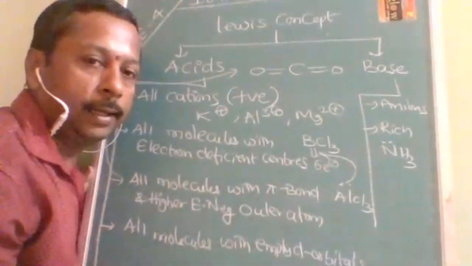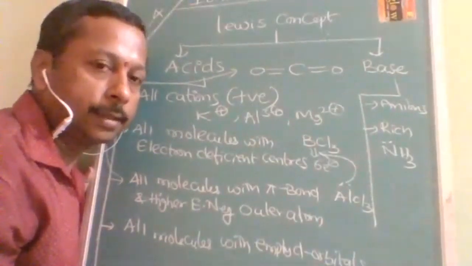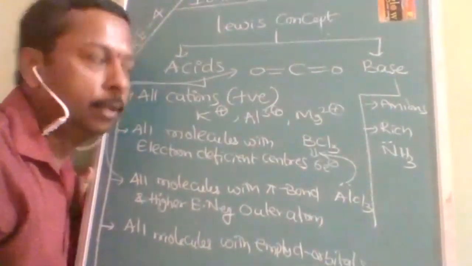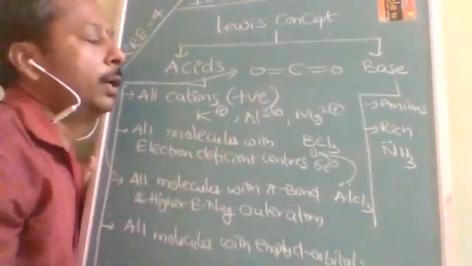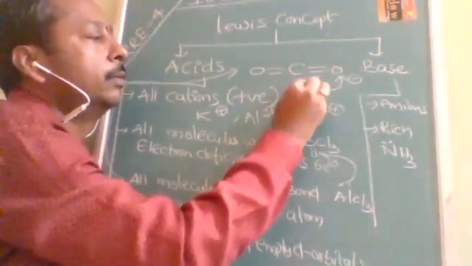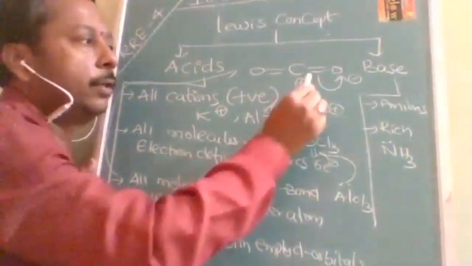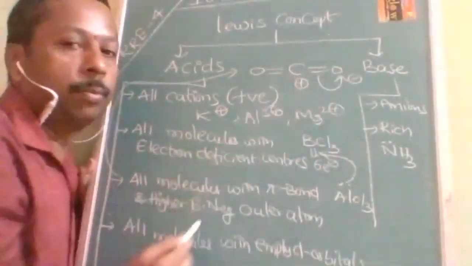Like alkenes are bases. Alkenes are not acids. Alkenes are bases. Terminal alkynes are acids because of the H plus. Okay. So this is the pi bond. Understood? Now, because of this, what happens? This side will go this side, this will come this side, positive and negative. Okay. So positive will be accepting the lone pair of electron.